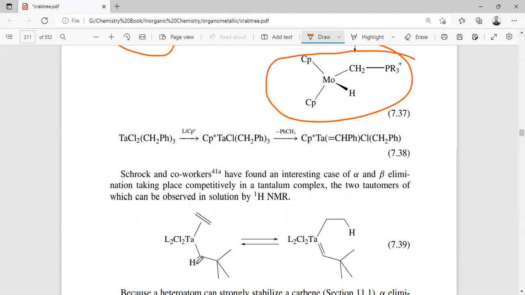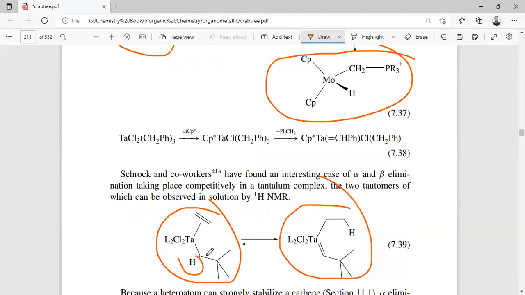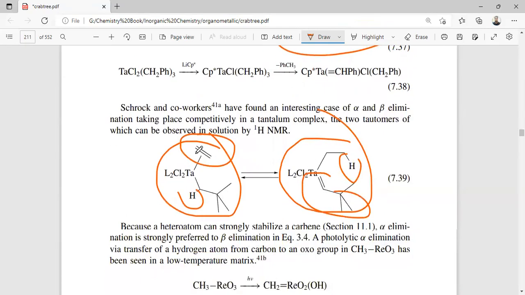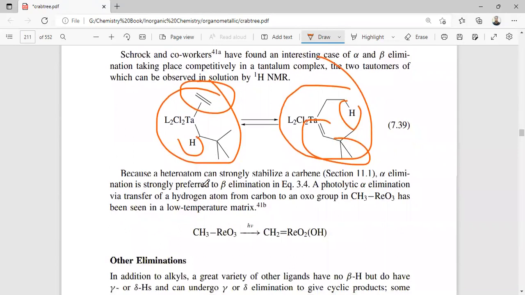So here, this tantalum complex is in equilibrium with this one, from the alpha elimination from this methylene intermediate and the beta elimination from this methylene intermediate. This is observed in the ONH anymore. Because the heteroatom can strongly stabilize the carbene, the alpha elimination is strongly preferred over beta elimination.